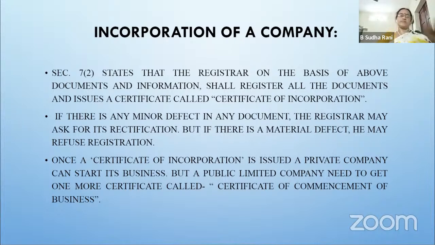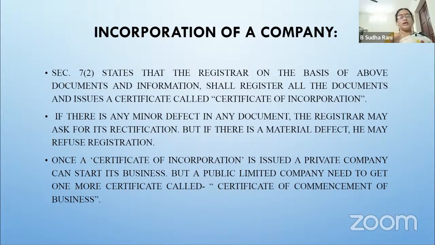start its business. But a public limited company needs to wait for one more certificate called the certificate of commencement of business. Between the certificate of incorporation and the certificate of commencement of business, a company involves some two stages, that is, raising of capital.